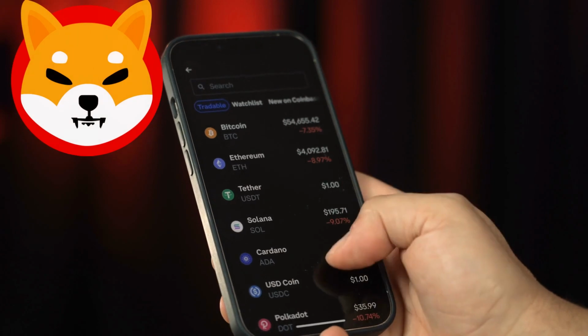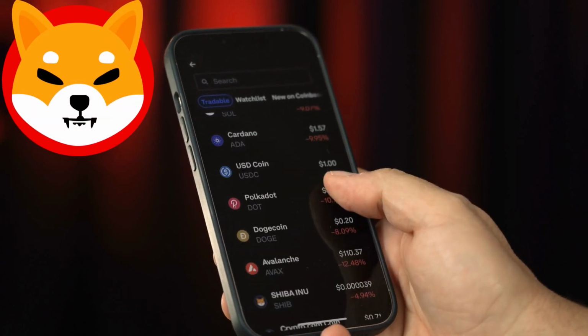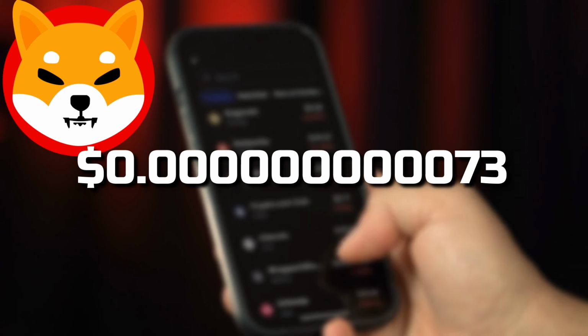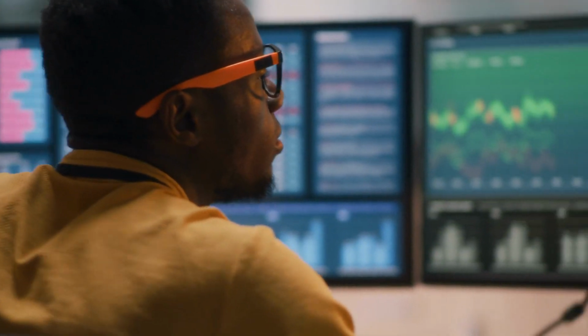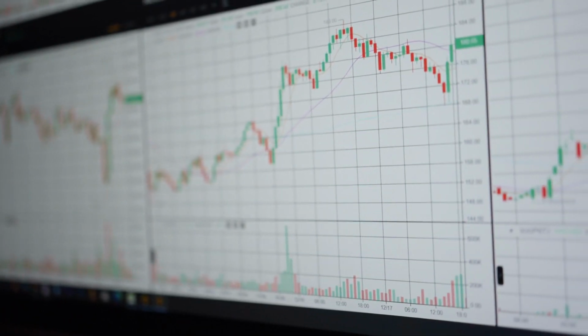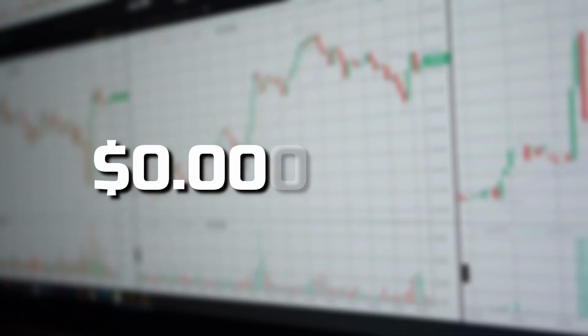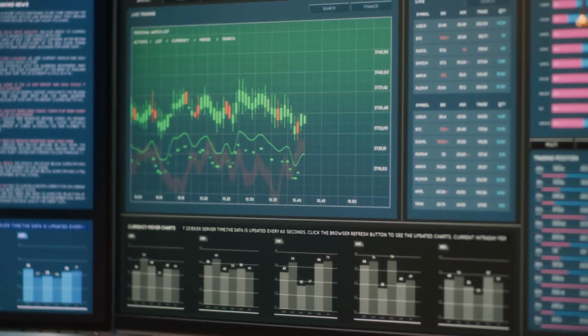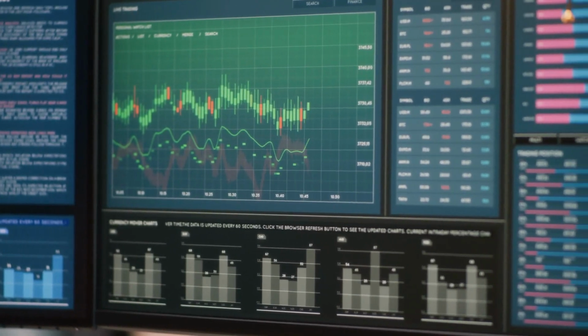On January 1, 2021, a single SHIB token could be purchased for a minute $0.00000000073. If you're curious why there are so many zeros, keep in mind that when Shiba Inu made its debut in August 2020, it had a 1 quadrillion coin supply. Less than 10 months later, SHIB would rally to hit its all-time high of $0.00008841. Shiba Inu did end 2021 on a bit of a sour note.